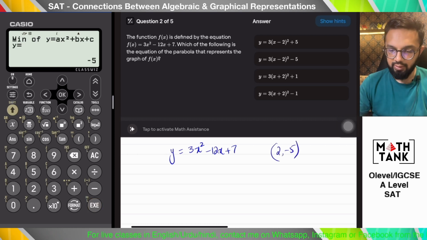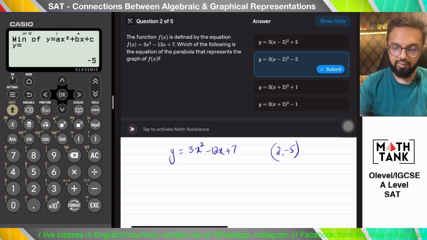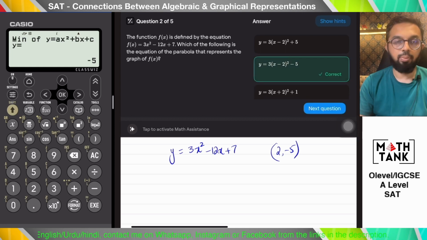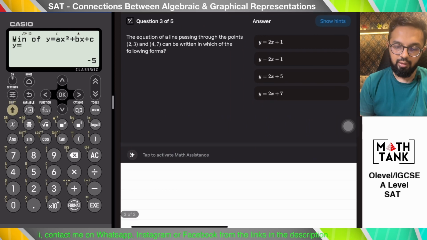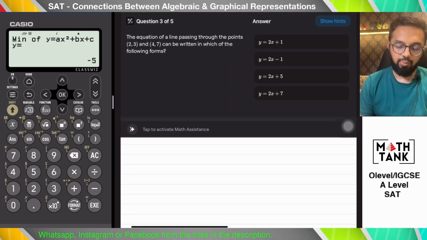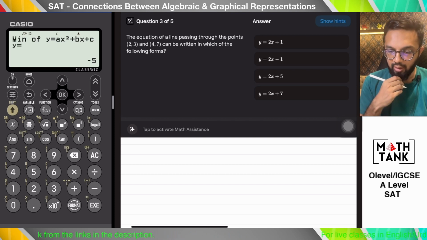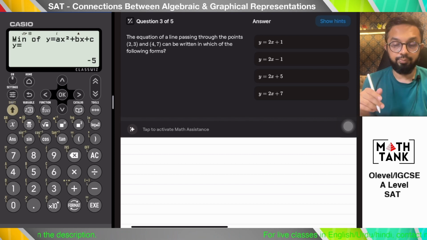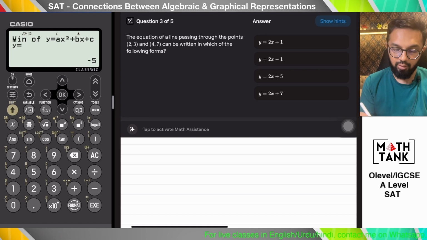Okay, so which of these is offering me 2 comma minus 5? That's answer option B. That should be the correct answer. Let's move on to the next one. The equation of a line passing through the points can be written in the following form. I think all of these have the slope 2, so that's confirmed. What I should do ideally is to start by finding C.